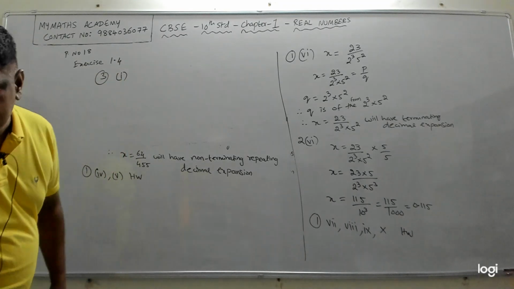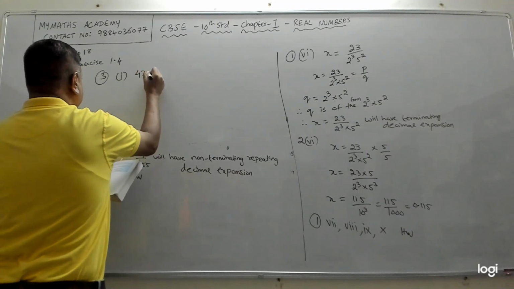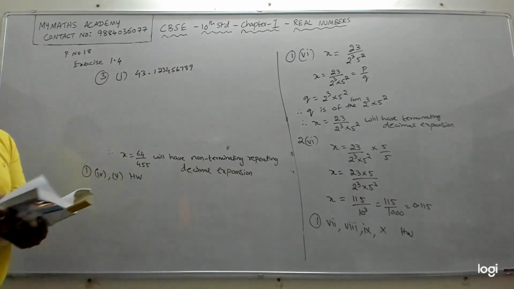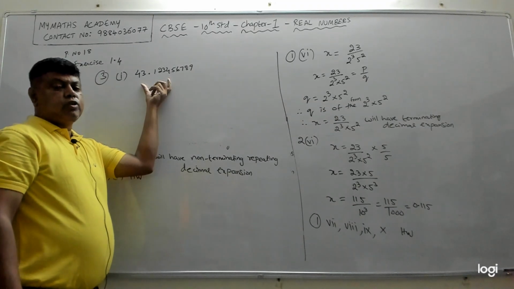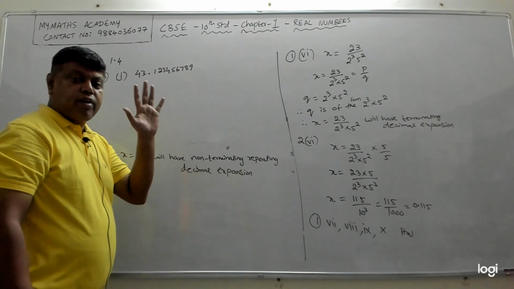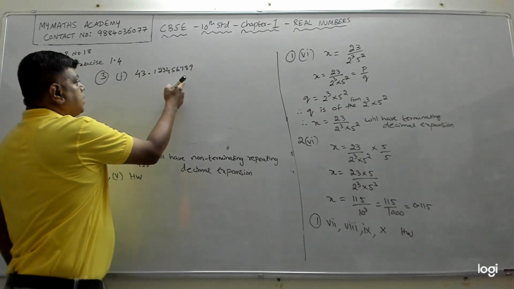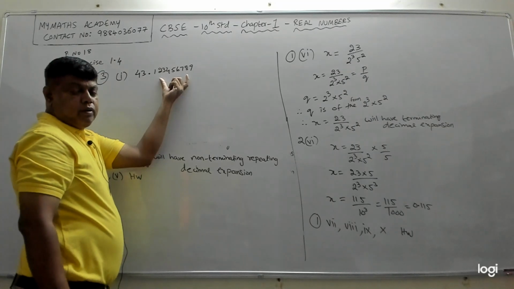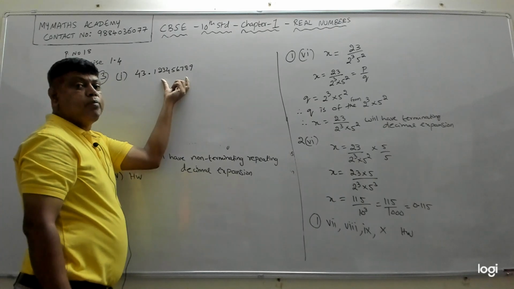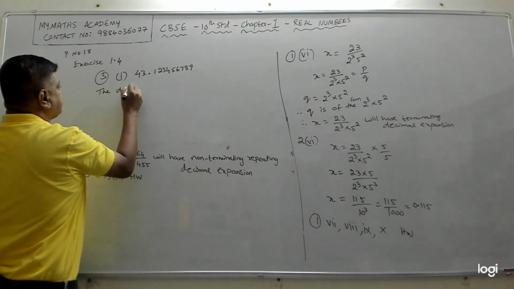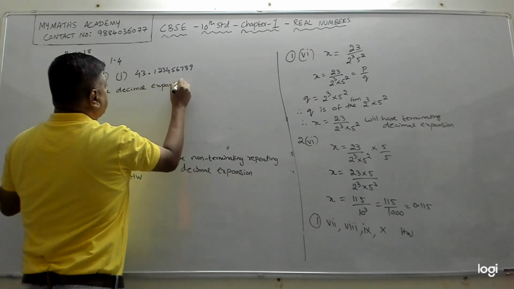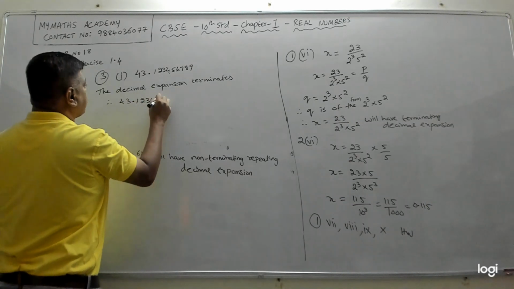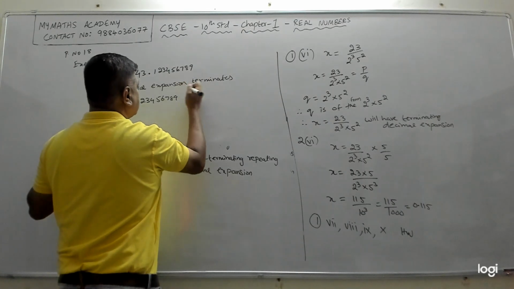In the first question, it is 43.123456789. So this is the question. Now to decide whether it is rational or irrational, first we should find. I had explained in my previous video what is a rational number, what is an irrational number and all that. Now to decide, we have to check the decimal part. The decimal part stops. The moment the decimal expansion stops, which means the decimal expansion terminates, then it is a rational number. Therefore 43.123456789 is a rational number.